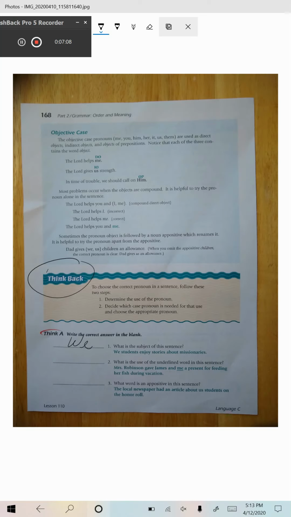What is the use of the underlined word in this sentence? Mrs. Robinson gave James and me a present. Well, Mrs. Robinson is your subject. She gives a present, which is the direct object, to James and me, two people. Both of you are the indirect object. So me would be the indirect object, I-O.